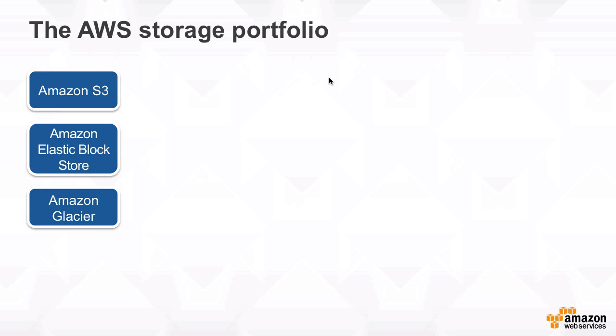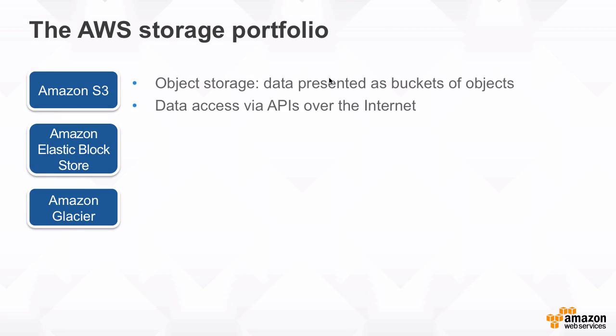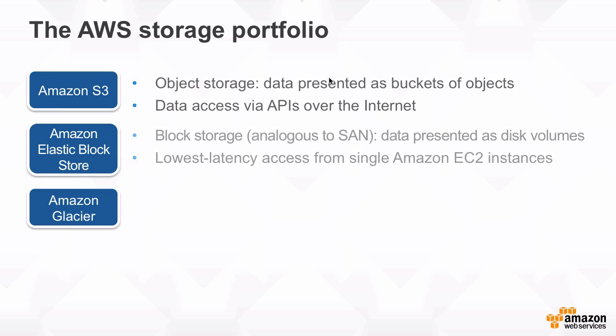AWS already has a quite broad storage portfolio. So we have Amazon S3, that is an object storage, where data is presented as objects collected in buckets, and data can be accessed via HTTP APIs, HTTPS, of course, if you want to be more secure, over the internet. Amazon Elastic Block Store, or EBS, is a block storage. It is presented as disk volume to EC2 instances and is the lowest latency storage that you can use from an EC2 instance.